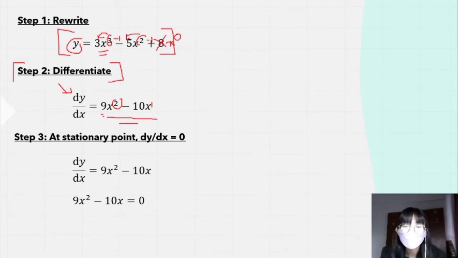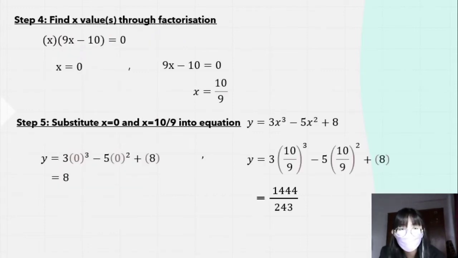So step 3, at stationary points, dy over dx equals 0, so we substitute dy over dx with 0. So 9x squared minus 10x equals 0. Next, step number 4, we find the x values through factorization. So we bring x out, so we have x in a bracket, and then another bracket is 9x minus 10, close bracket, equals 0.